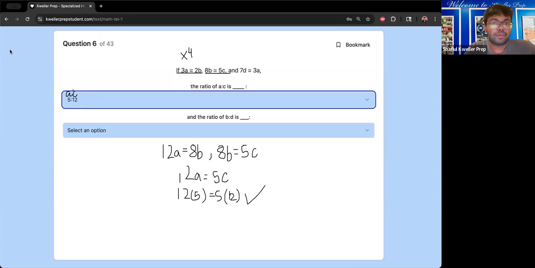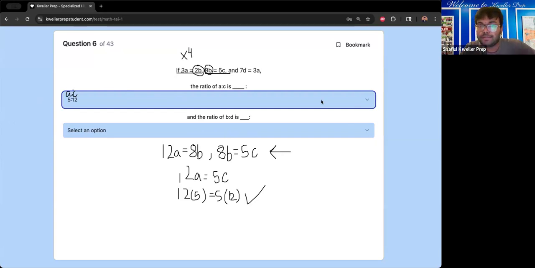Okay? Someone asked, why did we multiply by 4? We multiplied by 4 because I want to combine the equation with A and the equation with C. I see that there's a 2B here and an 8B here. If both of them are 8B, then we can combine them, like we did here. 12A is equal to 8B and 8B is equal to 5C. There's an 8B here and an 8B here. That means these two are equal to the same thing, so we can combine them. That's why I said 12A is equal to 5C. Does anyone have any other questions with this?